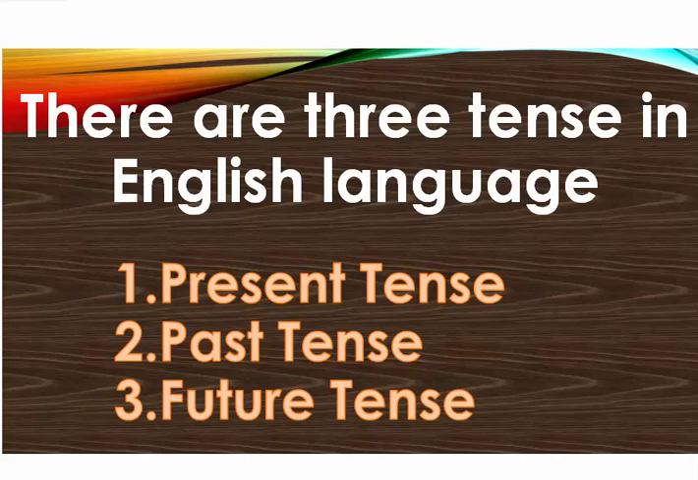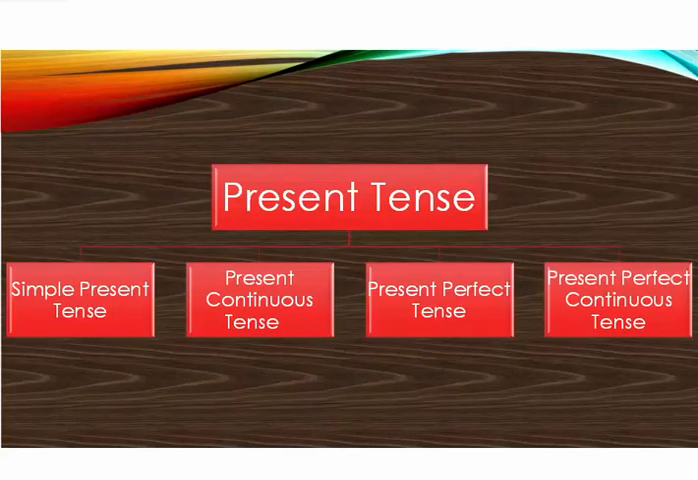Before that, in the English language, there are three tenses: present tense, past tense, and the future tense. In the present tense, there are four subclasses. First one, simple present tense. Second, present continuous tense. Third, present perfect tense. Fourth, present perfect continuous tense.